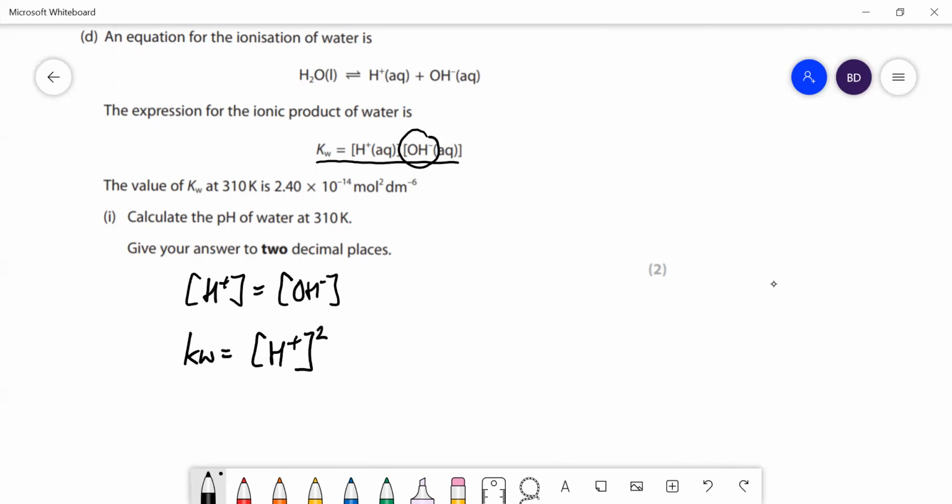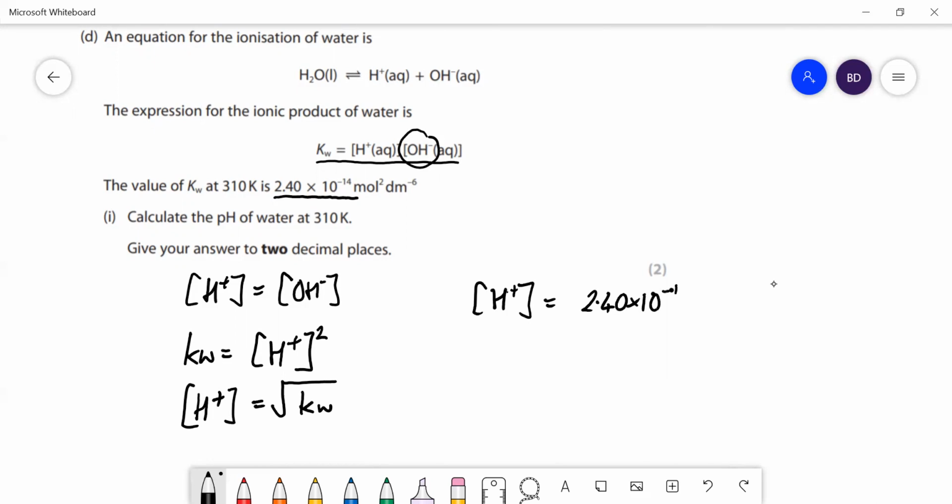We want to find out the pH, so we need to find the hydrogen ion concentration. So H plus is equal to the square root of Kw. So H plus concentration is the square root of Kw at 310 Kelvin. It is not the usual value we have at 298, it's slightly different: 2.4 times 10 to the minus 14. Take the square root of that and you get 1.549 times 10 to the minus 7.